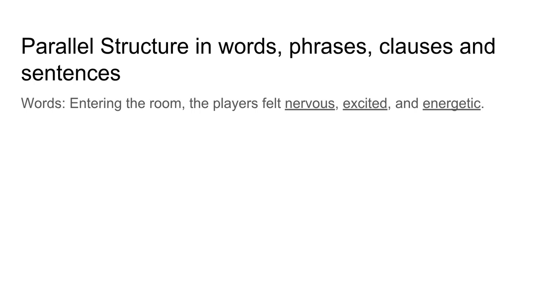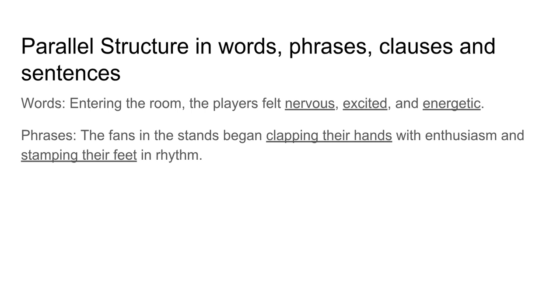We use parallel structure in words, phrases, and clauses and sentences. So words: entering the room, the players felt nervous, excited, and energetic. All of those are adjectives. In phrases: the fans in the stands began clapping their hands with enthusiasm and stamping their feet in rhythm. Both of these are prepositional phrases followed by prepositional phrases. The adjectival phrases followed by prepositional phrases. The initial verbs end in the same progressive and have an object. They're parallel.